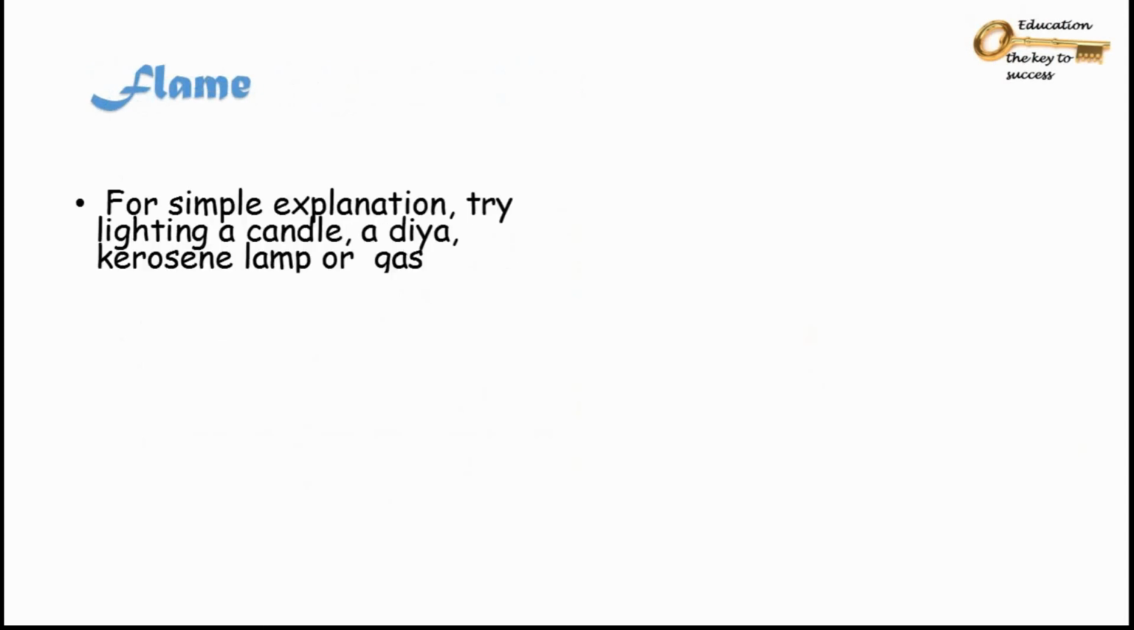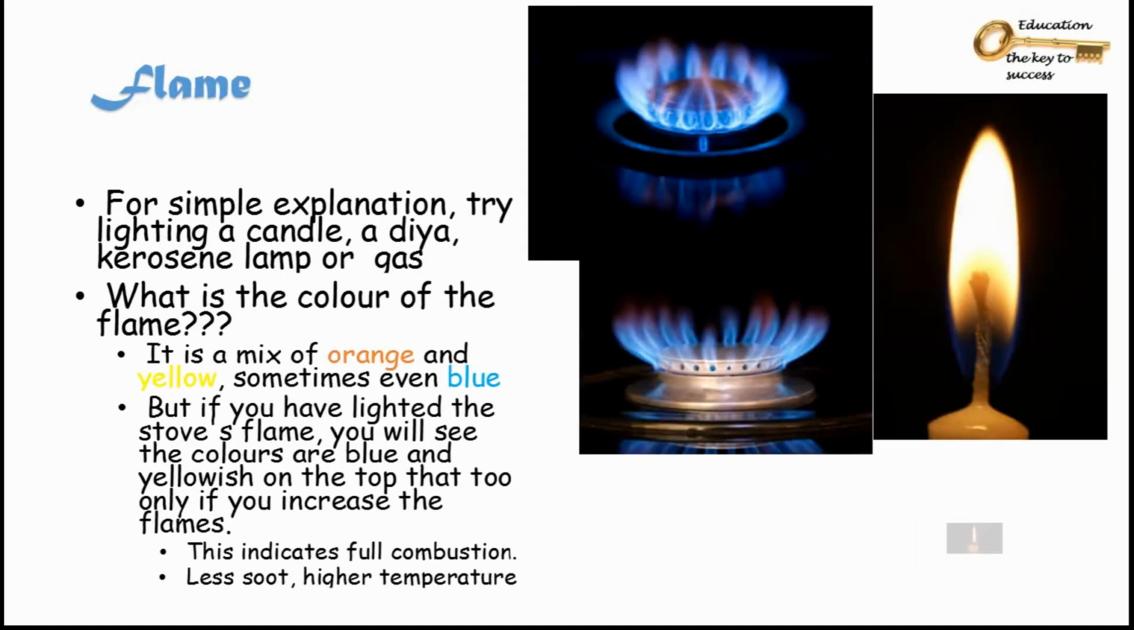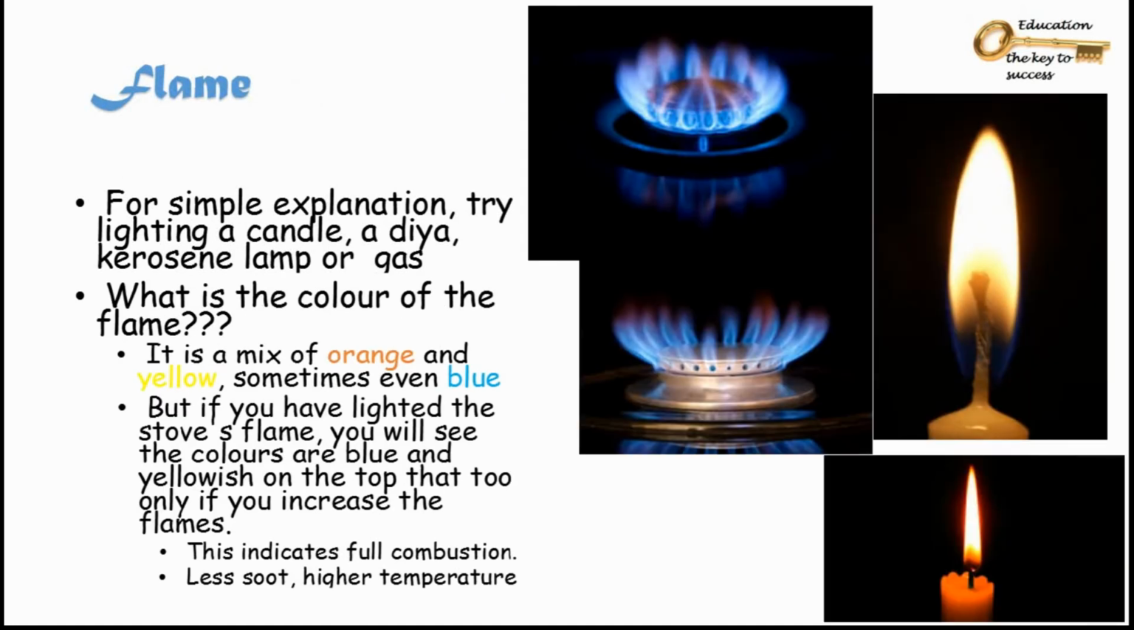Flame. For example, try lighting a candle, a diya, or even a gas burner. So, what's the color of the flame? It's a mix of orange and yellow, sometimes even blue. But if you have lighted a stove's flame, you will see the colors are blue and yellowish on the top, that too only if you increase the flame.